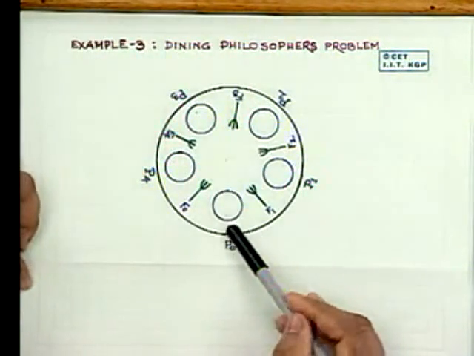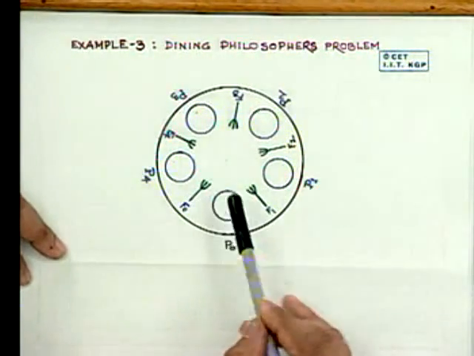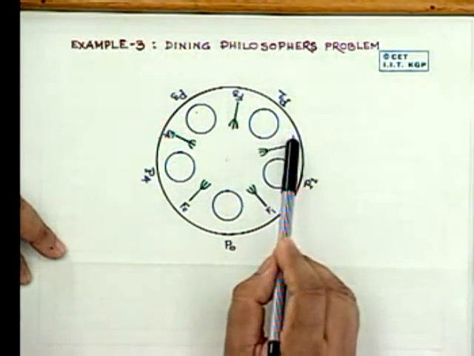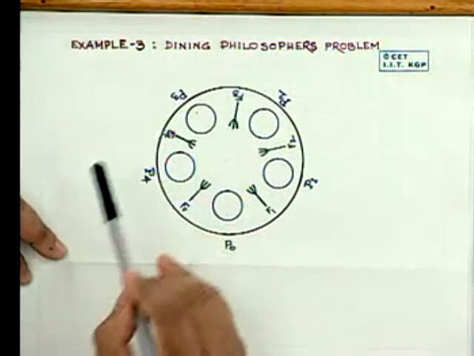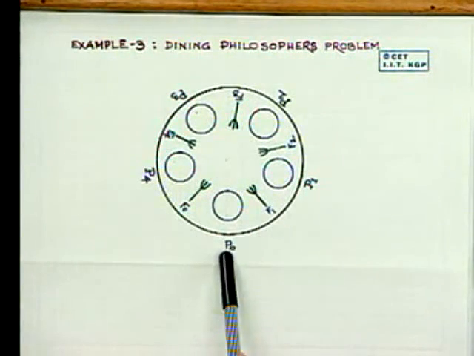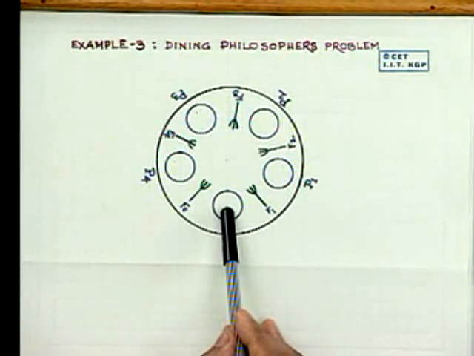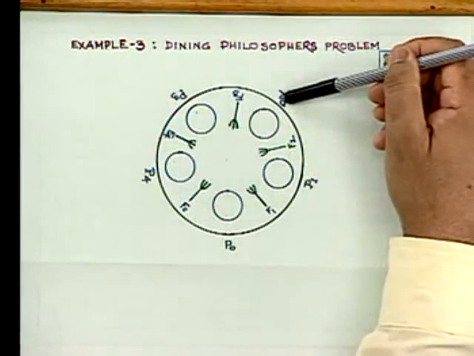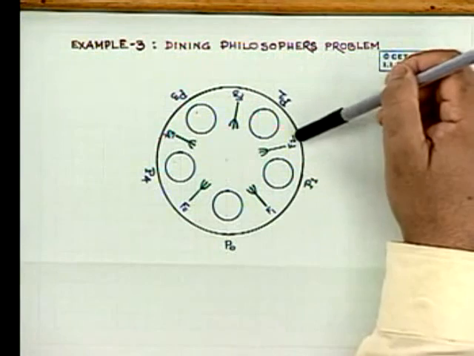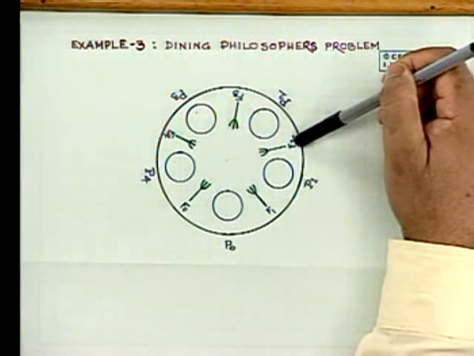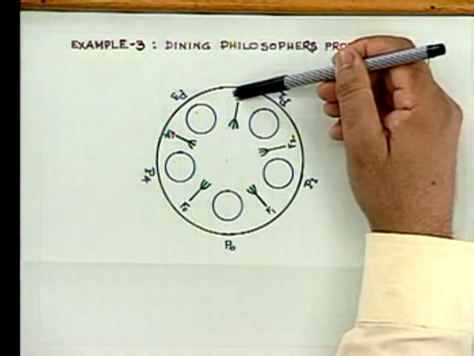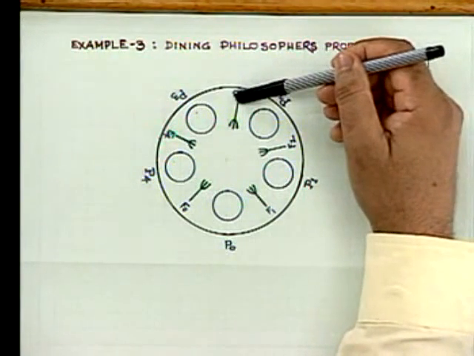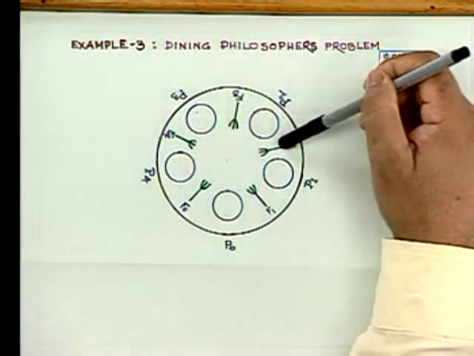The situation is that there are only 5 forks once more. The forks are F0, F1, F2, F3 and F4. Any philosopher that wants to eat, say for example this philosopher, wants to eat. The philosopher has to pick up the left fork, then pick up the right fork and then eat, and then put down the right fork and then put down the left fork and start thinking once more.